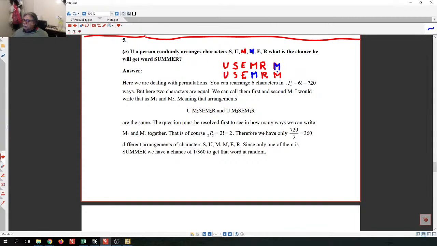Every time you have a word, you have the M on 2 different places, but it could be the first one here and the second one there, or the first one there and the second one here. Anytime you have that, you actually have 2 different permutations. So it's not 720.